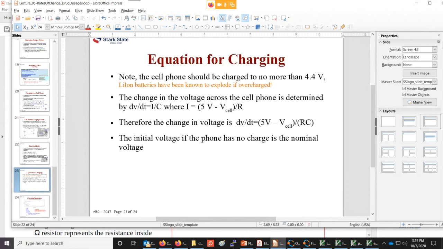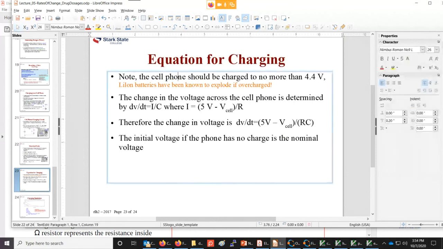Okay. So if we look at this here, then the change in voltage across our battery is going to be the 5 volts, which is our supply, minus the current voltage of the battery, divided by the resistance and the capacitance of that capacitor within that battery. Okay, so this specifies how the voltage is going to change. So the voltage of the cell, that really should kind of say cell there.